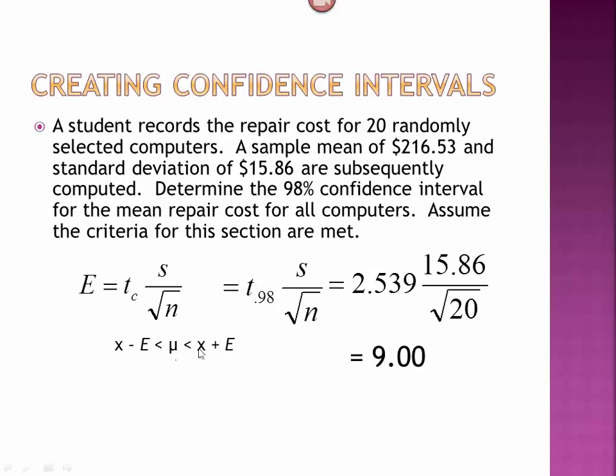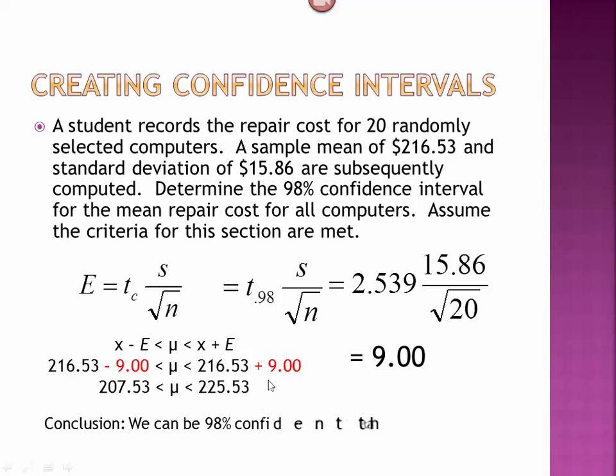And so we're going to take our sample mean. This really should be an x bar here and here. And we're going to take the sample mean, which is 216.53. We're going to subtract 9 from it and add 9 to it, which gives us our confidence interval going from $207.53 all the way up to $225.53.